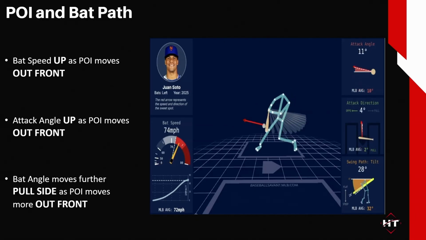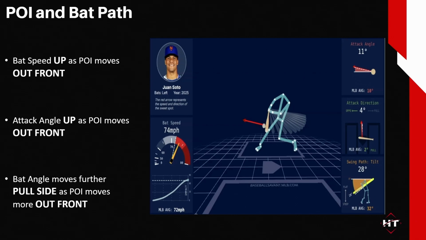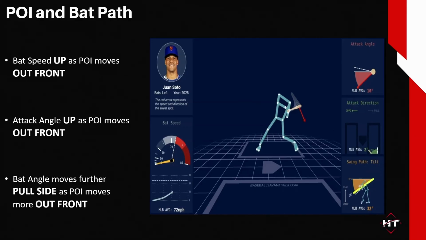So we're looking at three things with bat path and point of impact, and that's bat speed. And bat speed is going to go up as point of impact moves out in front, right? You can see this very clearly on the visual. He reaches that 74 mile an hour bat speed a bit more out in front. The attack angle is going to go up as point of impact goes out in front, meaning you're going to be swinging more up on the ball the more out in front you make contact. Then your horizontal bat angle is going to move further to the pull side the more out in front. All intuitive things that we understand as hitting coaches, right? But it's really good to have this visual, really good to have this data to back it up and really give our hitters the right feedback at the right time.